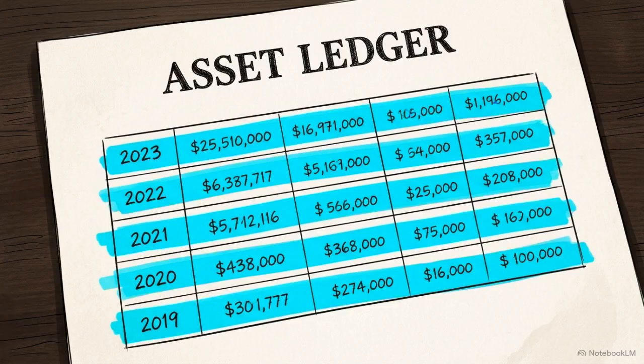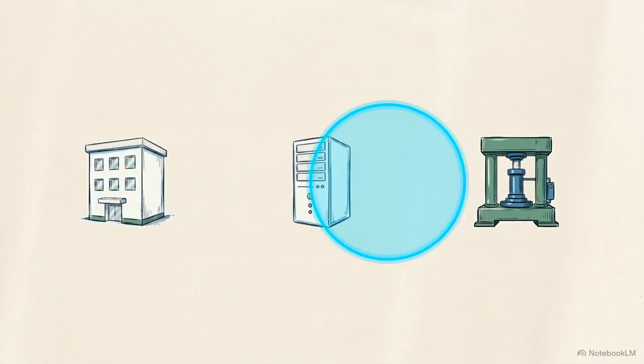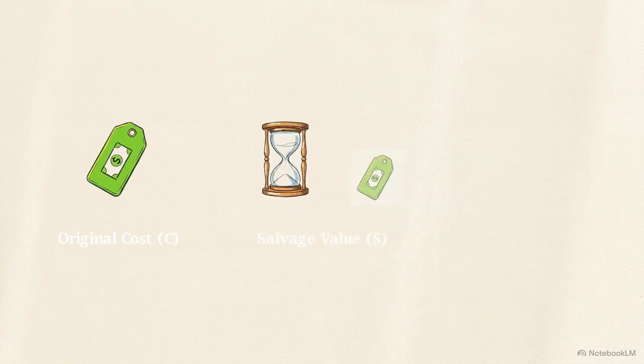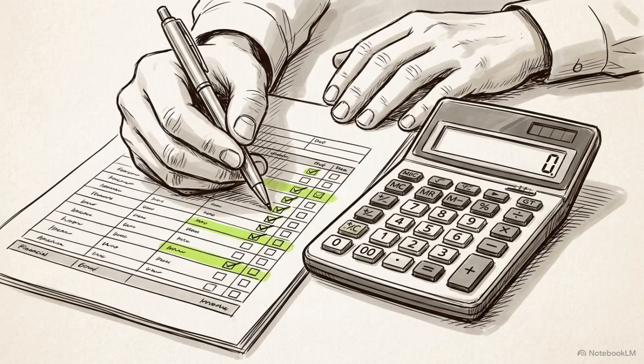By the end of this video, you will be able to build a complete multi-year depreciation schedule and choose the specific calculation method that fits your equipment. To follow along, you will need the total purchase price of your asset, an estimate of what you can sell it for at the end of its life, and a calculator. Mastering this process replaces guesswork with a clear, mathematically sound financial strategy.